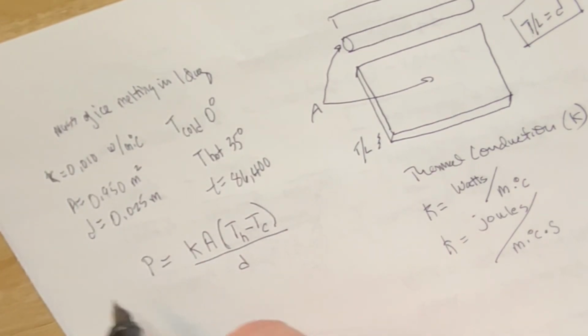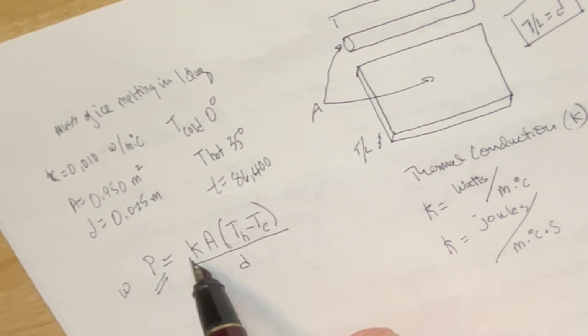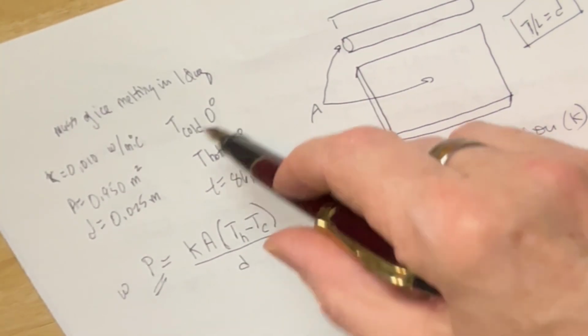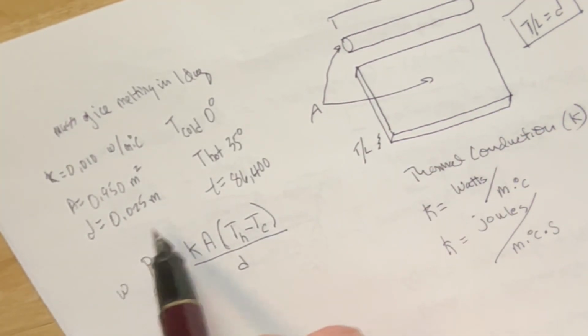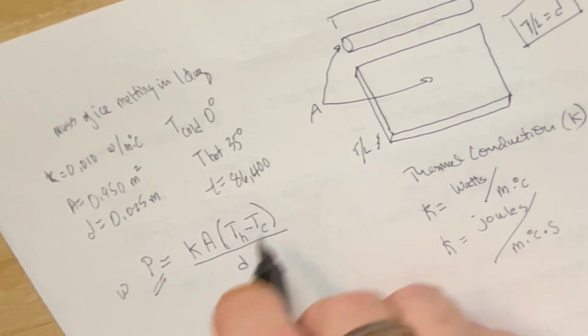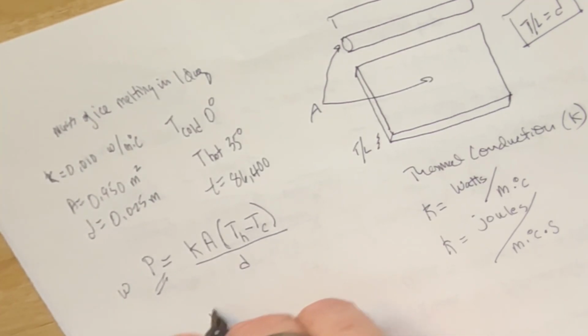So here's our equation. The rate of transfer, which will be in watts, is K times the area times the difference between hot and cold, in other words 35 minus 0, over the distance or the thickness of the styrofoam. It's a very straightforward equation. And when you put the values right up here into this equation, you get out 13.3 watts.